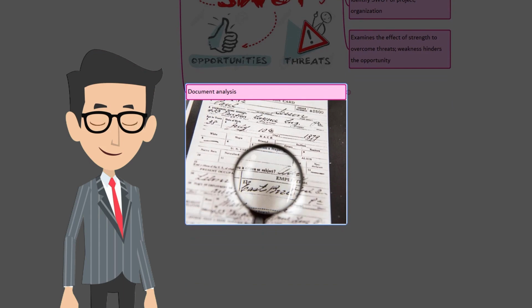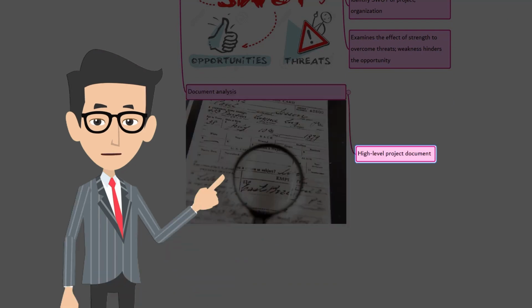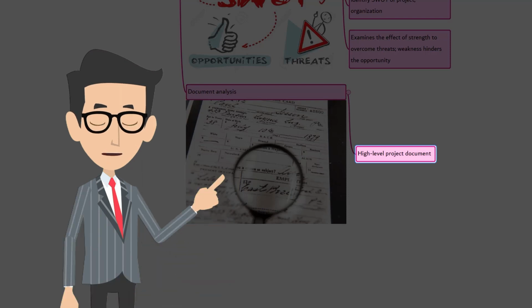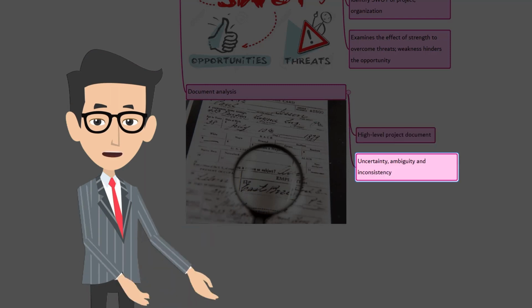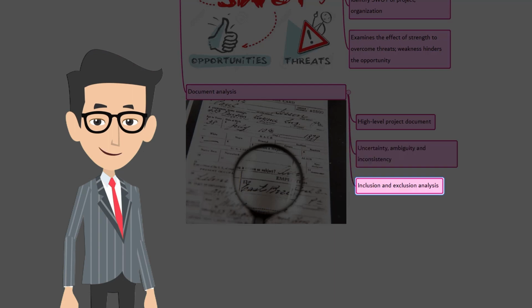Document analysis. It's also possible to identify certain risks by going through certain project documents. Let's look at some of those. Plans, assumptions, constraints, previous project file, contracts, agreements, and technical documentation. Uncertainty or ambiguity in project documents, as well as inconsistency within a document or between the documents, may be indicator of a risk on the project.